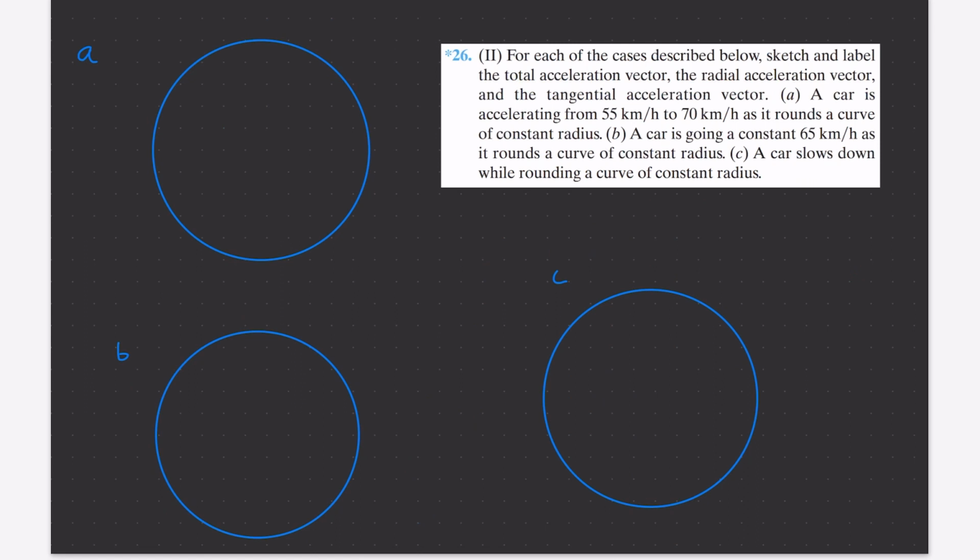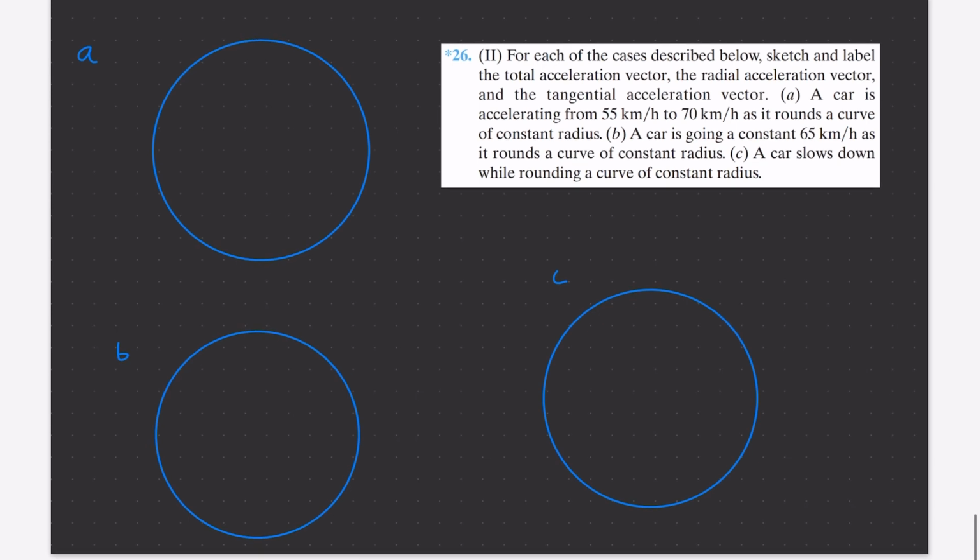Here we are with problem 2 in our 5-3 practice set. It says, for each of the cases described below, sketch and label the total acceleration vector, the radial acceleration vector, and the tangential acceleration vector. For A, a car is accelerating from 55 kilometers per hour to 70 kilometers per hour as it rounds a curve of constant radius. Now, if the tangential velocity is changing, then you know there must be tangential acceleration, obviously, right?